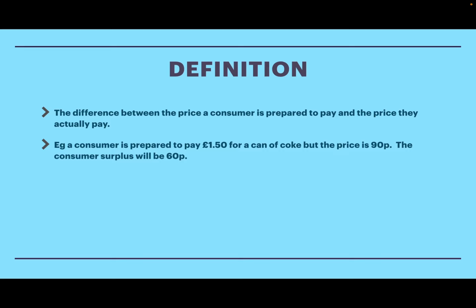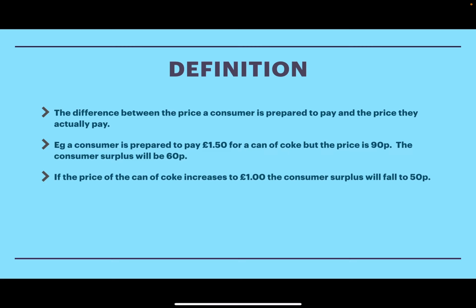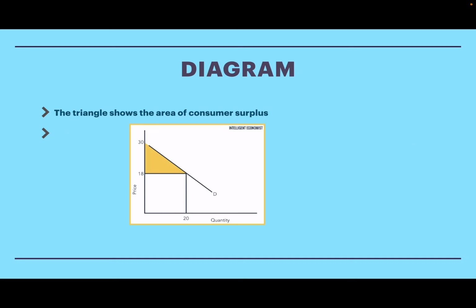Different consumers value items at different prices, so we're all going to have a different consumer surplus. If the price of the can of Coke increases from 90p to £1, the consumer surplus is going to fall from 60p to 50p. So consumer surplus will change if the price of the good changes. And we're going to have a look at consumer surplus on a diagram, and then we're going to look at how consumer surplus changes using a diagram.